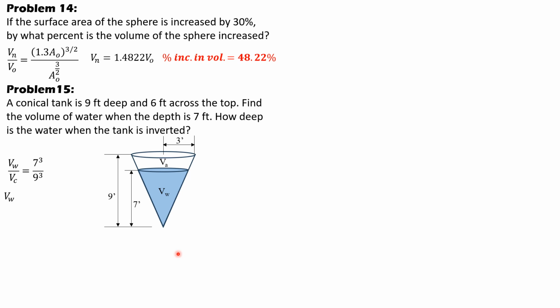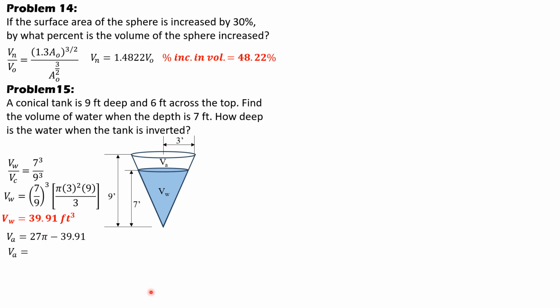So volume of water is 7 over 9 quantity cubed, and volume of cone is pi, radius 3 squared, height 9 over 3. The volume of the cone therefore is 27 pi cubic feet. So this is 27 pi. Then the volume of water is equal to 39.91 cubic feet. Then in the inverted position, volume of air, by the way, is volume of cone, 27 pi, minus volume of water.